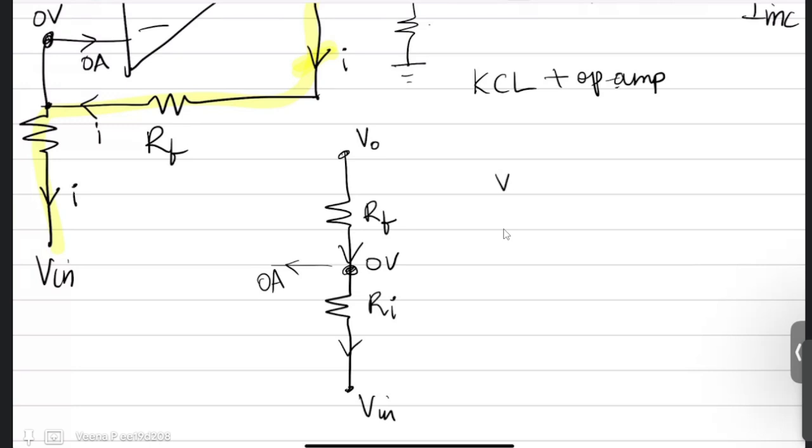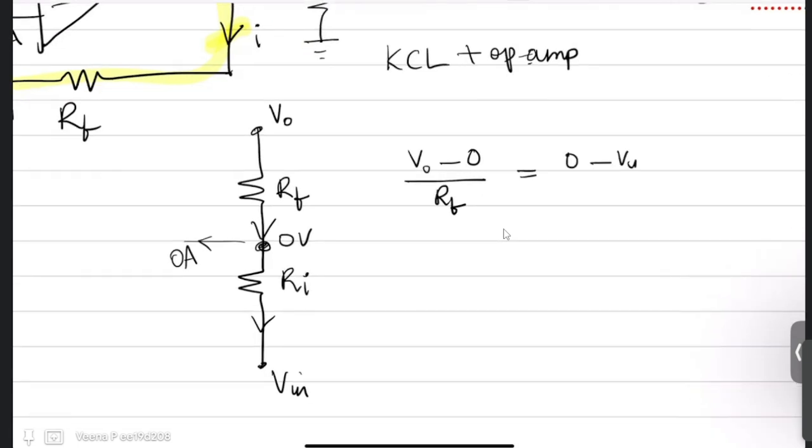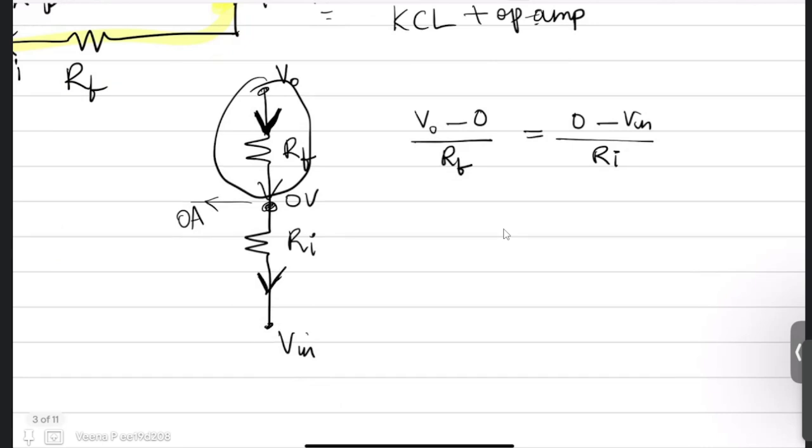That means the potential difference, which is V naught minus 0, divided by the resistance, which is RF, is equal to 0 minus V in by RI. That means the current in this branch is V naught minus 0 by RF in the downward direction. Now the same current in the downward direction is going through the remaining branch, so the potential difference is 0 minus V in by Ri.